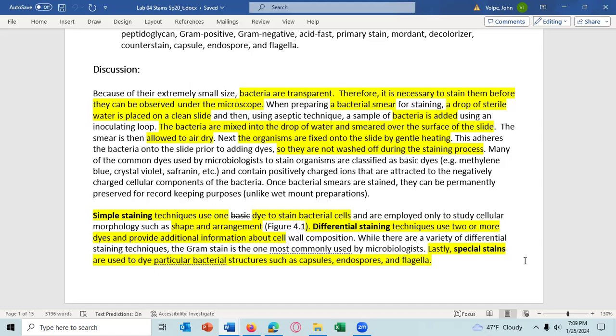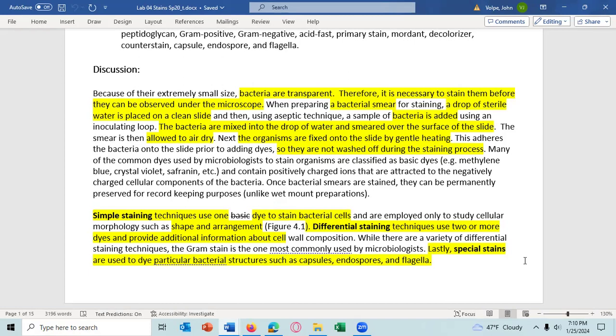You then allow the slide to air dry, and then you heat fix the bacteria onto the glass by just gently heating the slide. If you do not air dry and heat fix the bacteria onto the slide, the bacteria will be washed off in the staining process, which happens after you made the bacterial smear.